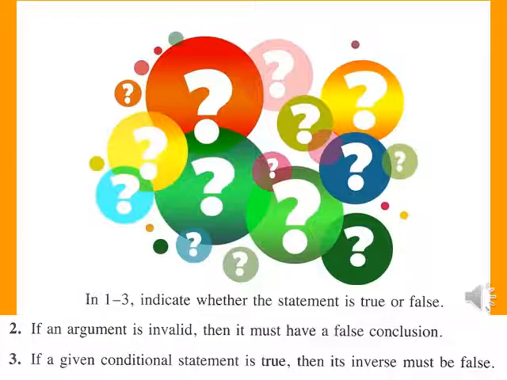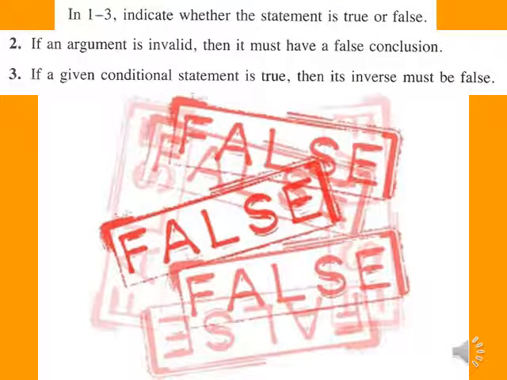And we're going to quickly look at two other questions, which are back at the beginning of this section. It says we're supposed to indicate whether these are true or false. One of them says if an argument is invalid, then it must have a false conclusion. And the second says if a given conditional statement is true, then its inverse must be false. And it turns out that both of these are false statements.